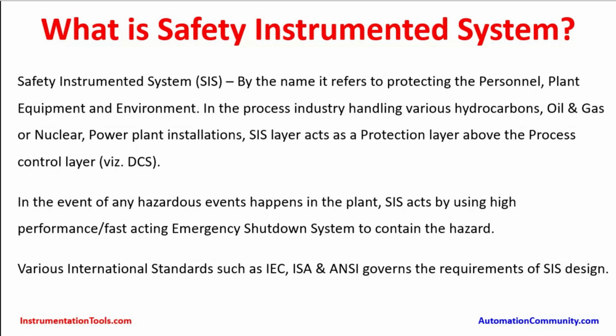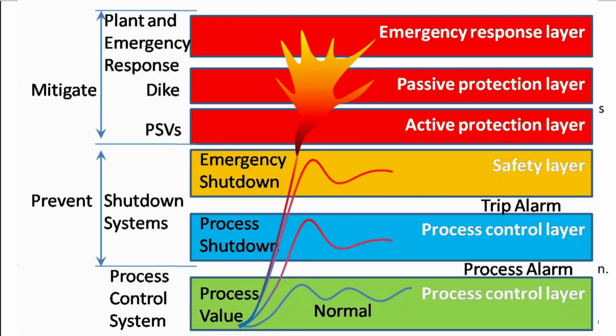What is a safety instrumented system? By the name, it refers to protecting personnel, plant equipment and the environment. In the process industry, handling various hydrocarbons, oil and gas, or nuclear and power plant installations, the SIS layer acts as a protection layer above the process control layer, DCS, alternately known as BPCS, Basic Process Control System.